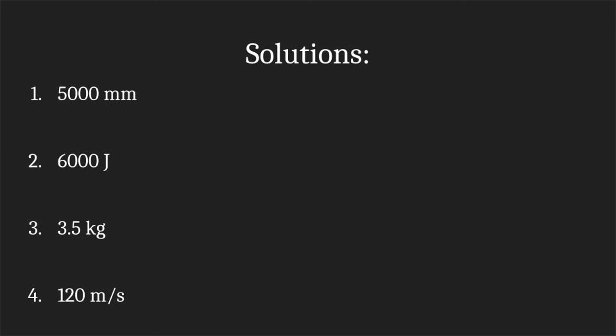The solutions are as follows. 5 meters equals 5,000 millimeters. 6 kilojoules equals 6,000 joules. 3,500,000 milligrams is 3.5 kilograms. And 7.2 kilometers per minute is equal to 120 meters per second.